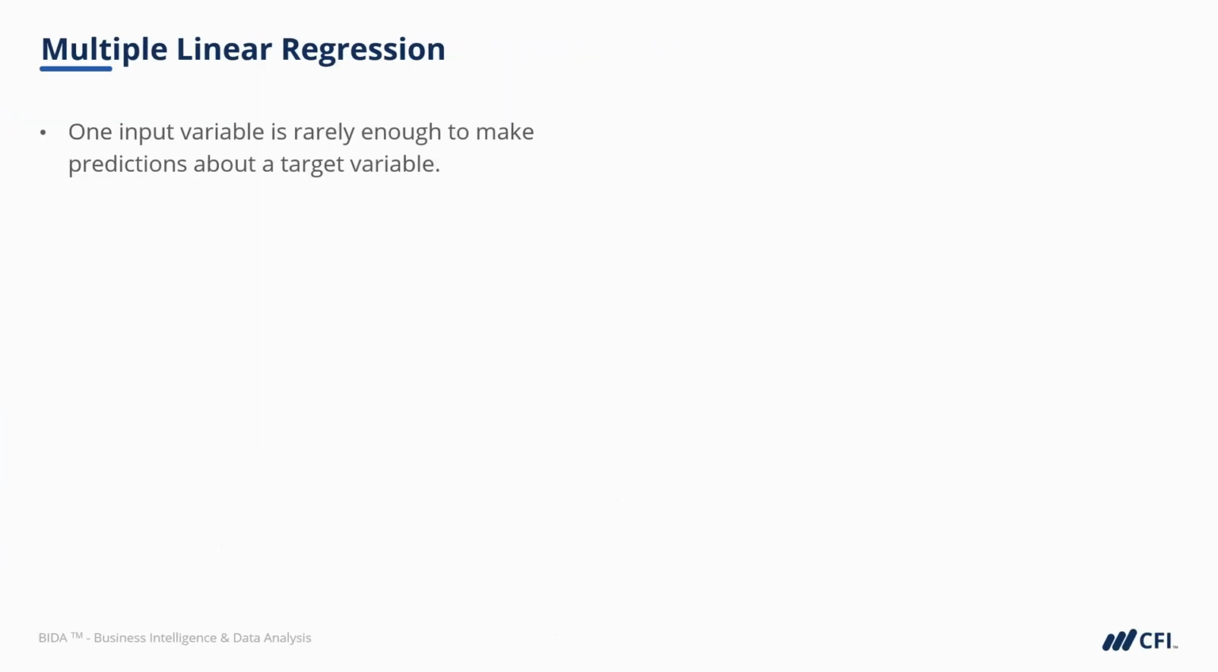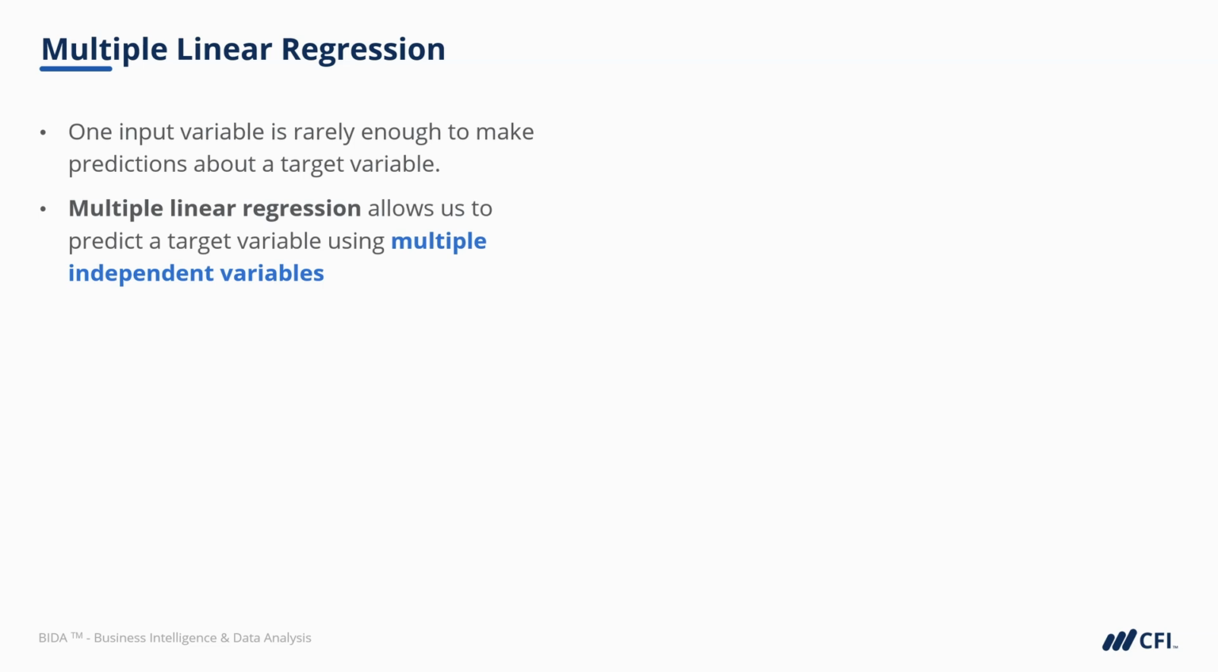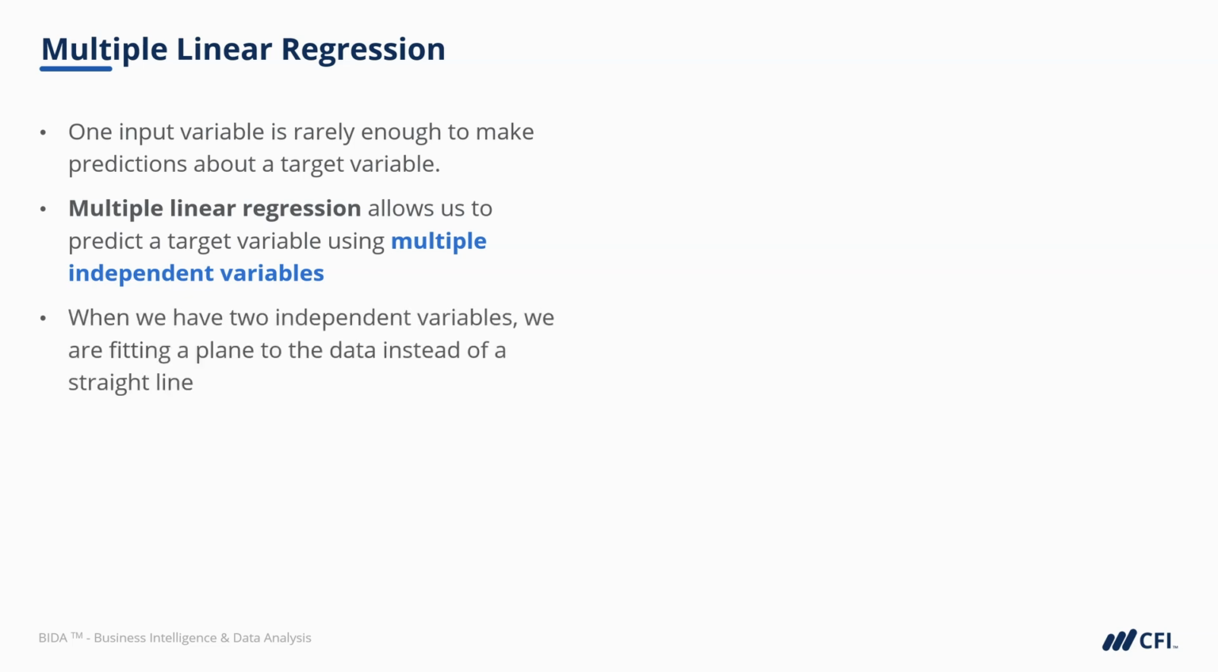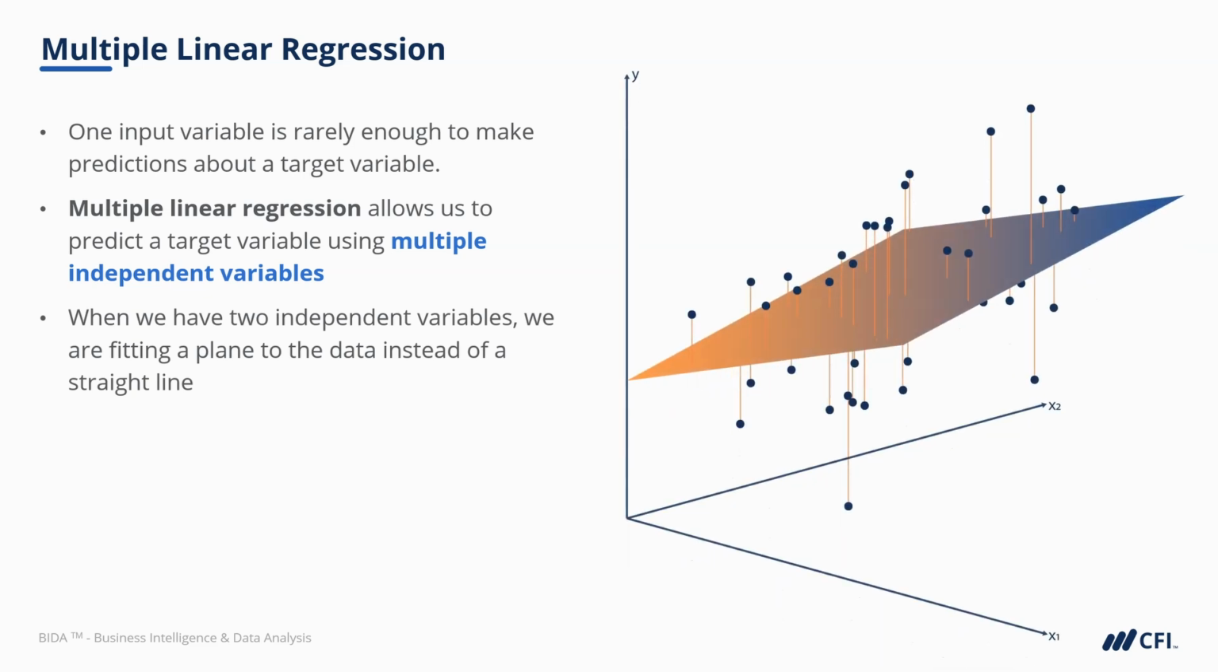One input variable is rarely enough to make good predictions about a target variable. And so with that in mind, we can explore multiple linear regression, which allows us to predict a target variable using multiple independent variables. Suppose we now use 2 explanatory variables to try and explain our target. It becomes a little bit more difficult to visualize our data points and line of best fit, but we can still achieve it, this time using a plane through a 3D field.